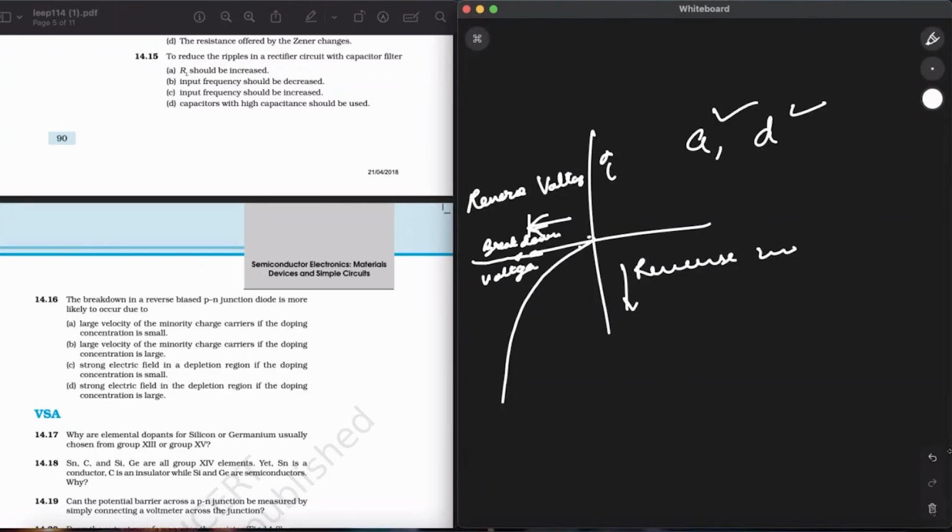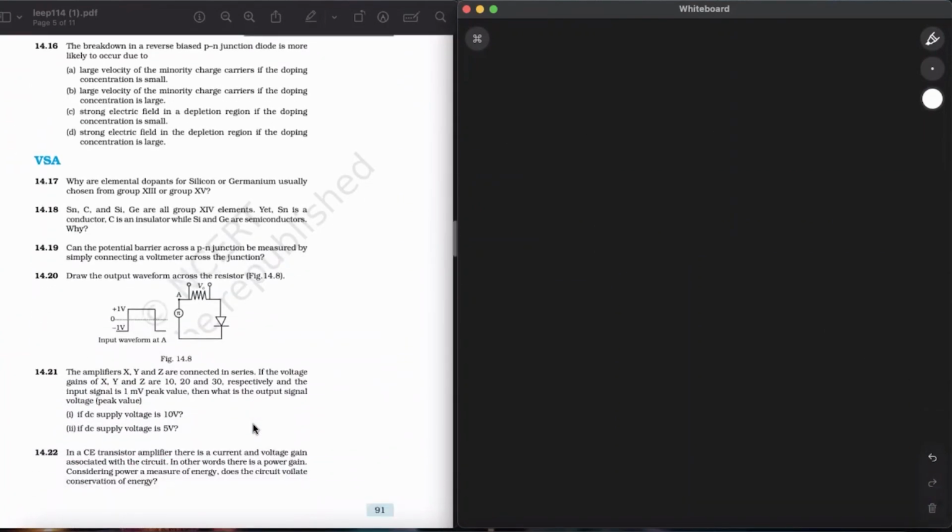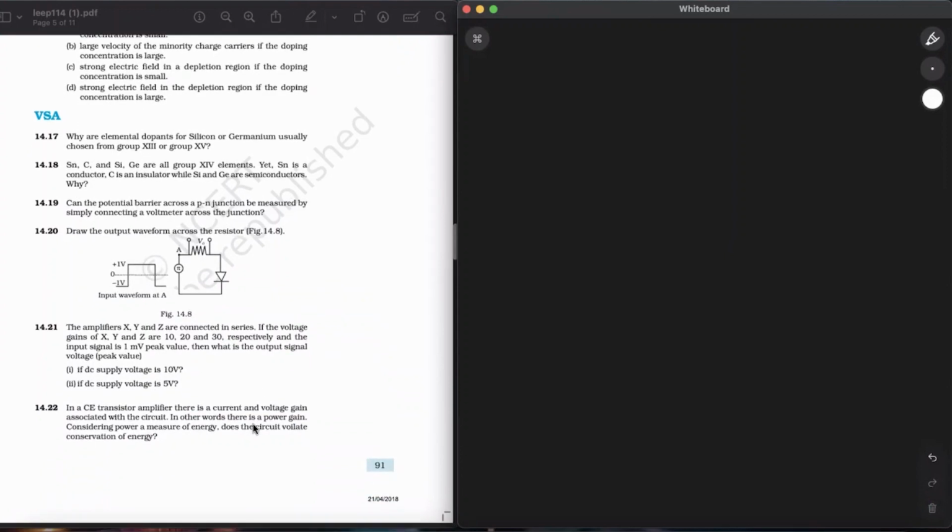So now VSA. Why are elemental dopants for silicon or germanium usually chosen from group 13 or group 15? When pure semiconductor material is mixed with small amounts of certain specific impurities with valency different from that of the parent material, the number of mobile electrons or holes drastically changes.